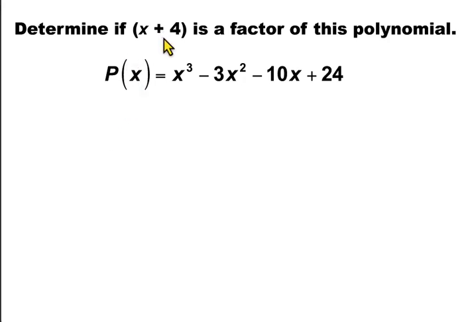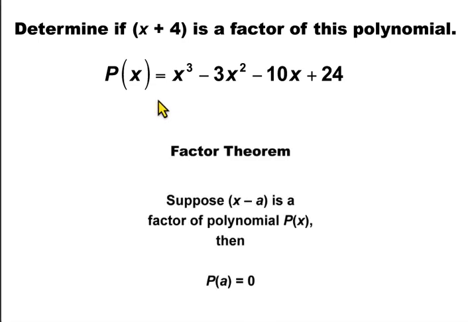Determine if x plus 4 is a factor of this polynomial. To test if a binomial like this is a factor of this polynomial, use the factor theorem. According to the factor theorem, if x minus a is a factor of polynomial p of x, then p of a is equal to 0.